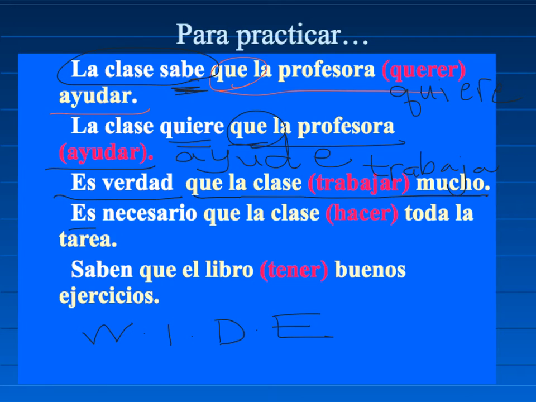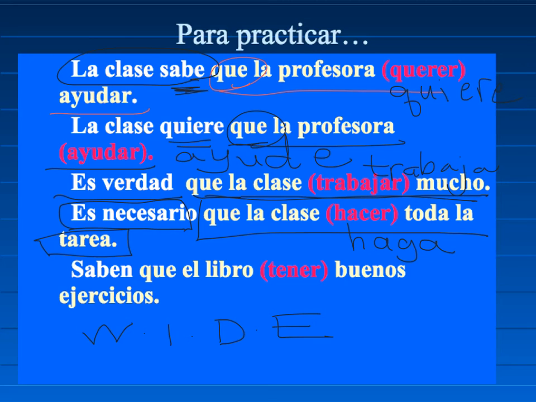Es necesario in the next one. Well, that's an impersonal expression. Anything starting with es that doesn't wipe out doubt is considered to be an impersonal expression. So in this sentence, it's necessary. There's the que clause that the class do all the work or all the homework. I do need subjunctive. So remember we said start with the yo form? I would start with hago. I would get rid of the O and put the opposite vowel. So because it's an ER verb, that's my subjunctive form, haga.